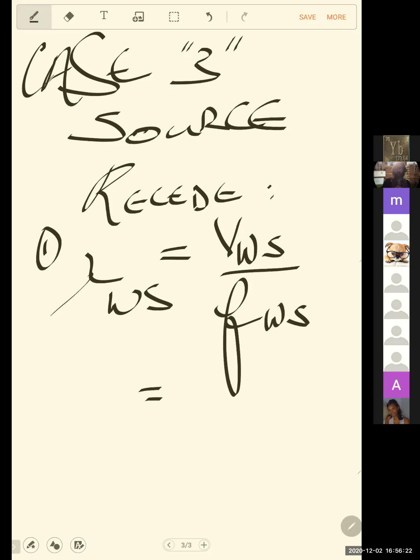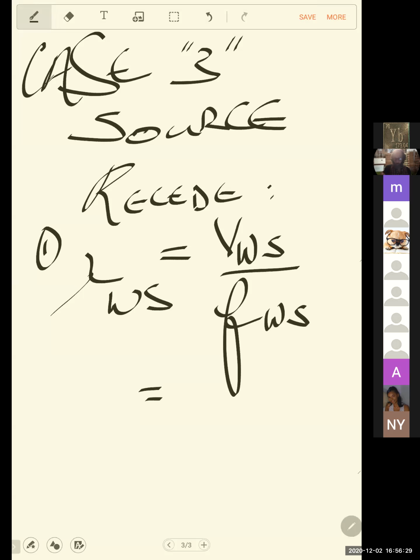This step right here is the part that people often don't understand. In the cases that you do understand, most people put in 340 for the numerator here. This is the part where you have to pause and say, no, VWS, you don't know. VWS always is equal to VWM plus VMS. Now, when the source is not moving at all, VMS is zero.